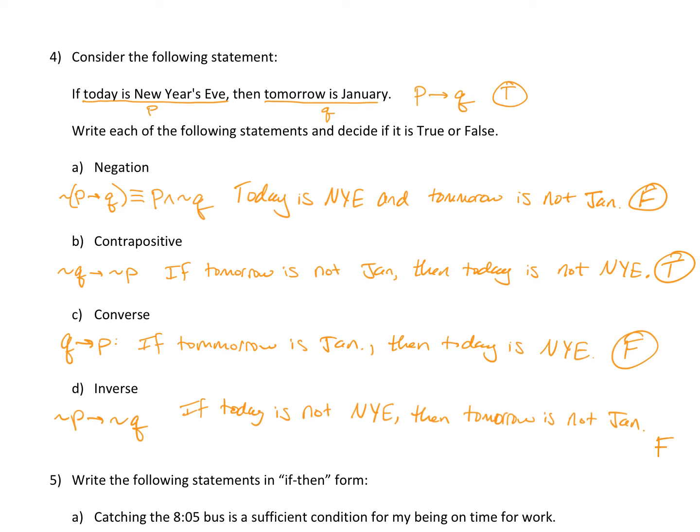And because it's the contrapositive of the converse, right? Because it's the contrapositive of the converse, contrapositives are logically equivalent, so they have the same truth value. They always have the same truth value.